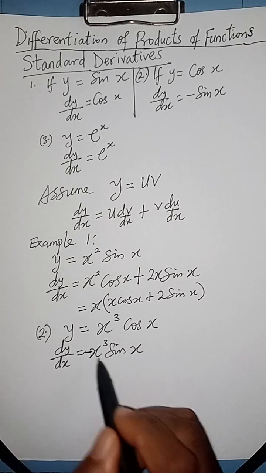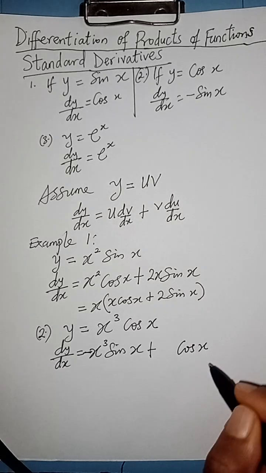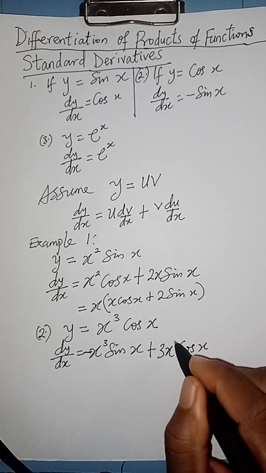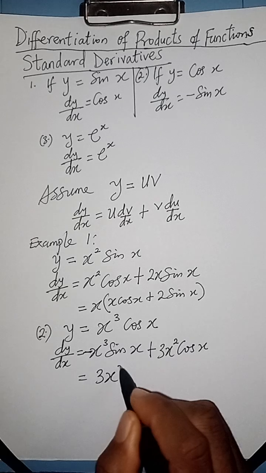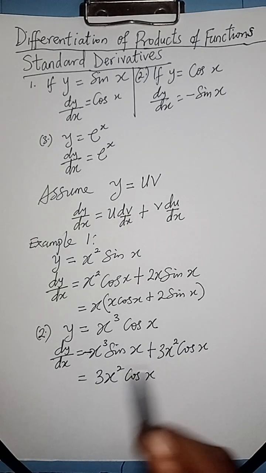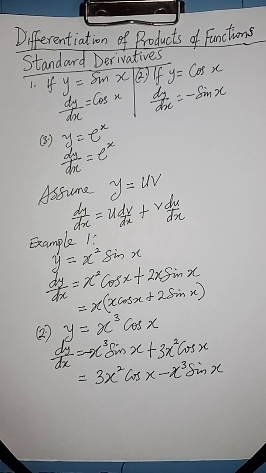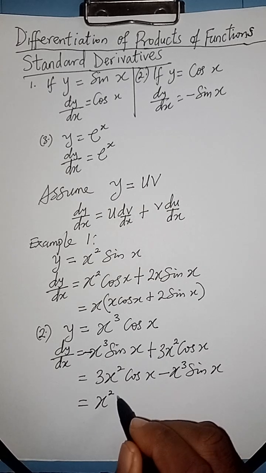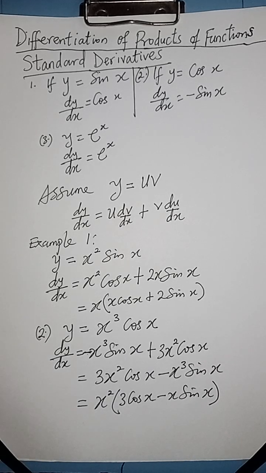So it becomes minus x cubed sine x plus, you keep cos x constant and differentiate x cubed, and that would be 3x squared. I can rearrange my equation to be 3x squared cos x, because the minus is here, minus x cubed sine x. Now the work is neater, right? You can also factorize. The highest common factor is x squared. So this is x squared(3 cos x minus x sine x). With this, you can see that the work is more presentable. Easy peasy, like some people would say.